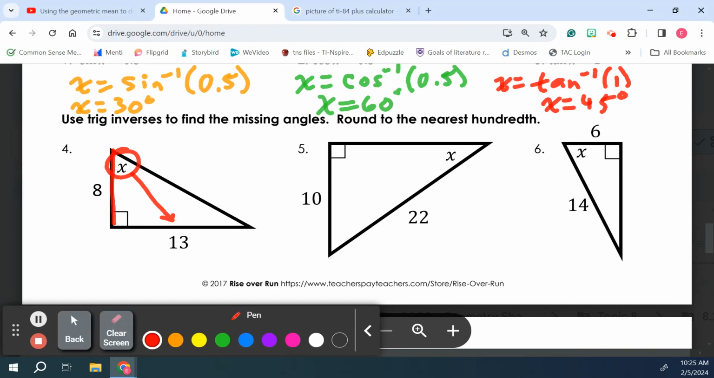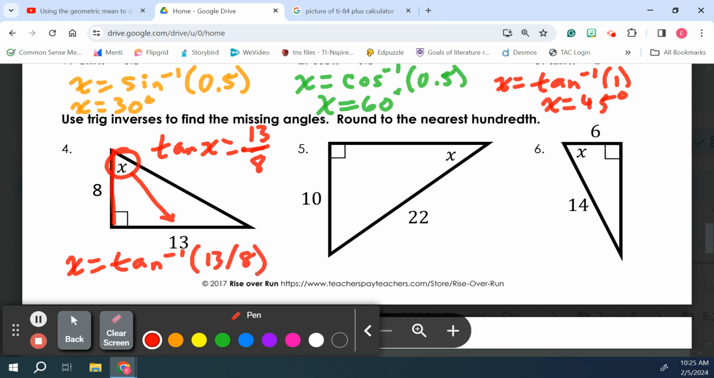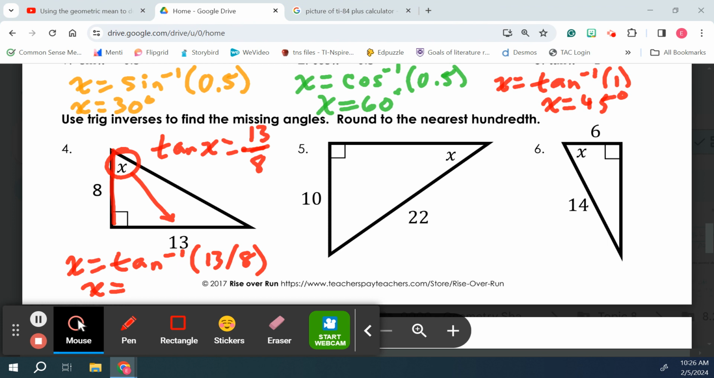Okay, so we're going to set this up as the tangent of x equals 13 over 8. Now, in dealing with the ratio, you don't have to simplify this. You just state x equals the inverse tangent of 13 over 8. You would just put that in your calculator and make sure you close the parentheses. Someone tell me, how many degrees is that? Round to the 100th. That's what it's requesting. Sophia, what'd you get? Perfect.